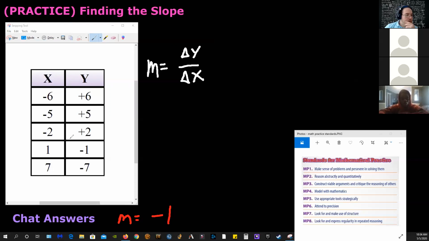Let's see. I'm a sucker for positive numbers, but you know what? Every single one of these has a negative number. I'm also a sucker for small values. So I think what I'm going to do is make this my y1 and this my y2. This is going to be my x1 and this is going to be my x2.